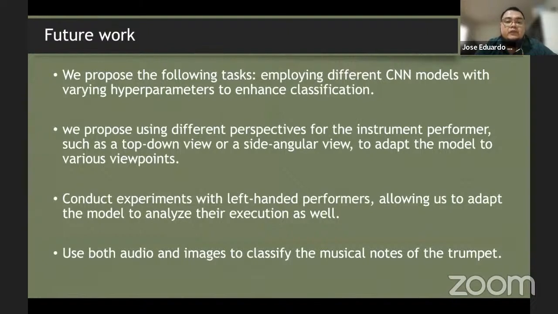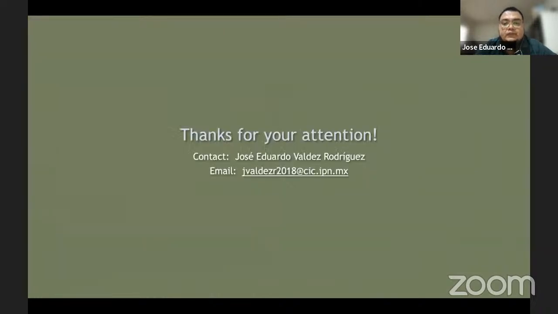As future work, we propose the following tasks: employ different CNN models, vary hyperparameters, and enhance classification. Additionally, we propose using different perspectives of the instrument's performance, such as a top-down view or a side-angular view, to adapt the model to various viewpoints. Also, to conduct experiments with left-handed performance, allowing us to adapt the model to analyze their execution as well. And finally, use both audio and images to classify the musical notes on the trumpet. Thanks for your attention.